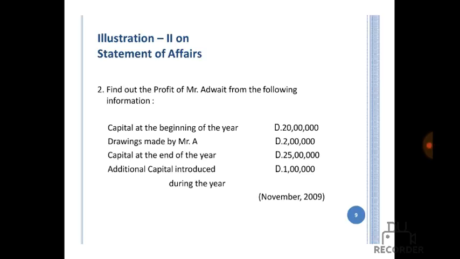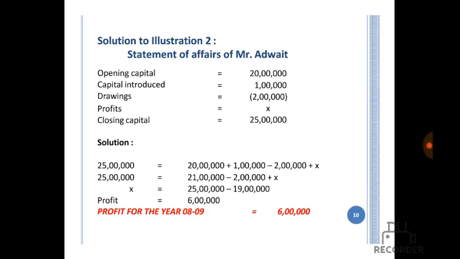Additional capital introduced means sometimes he doesn't have sufficient capital in the business. At that time he introduces more capital to meet the running expenses of the business. We have to prepare the statement of affairs account from the following information. Opening capital is 20 lakh, capital introduced 1 lakh, drawings 2 lakh, profit unknown, closing capital 25 lakh.